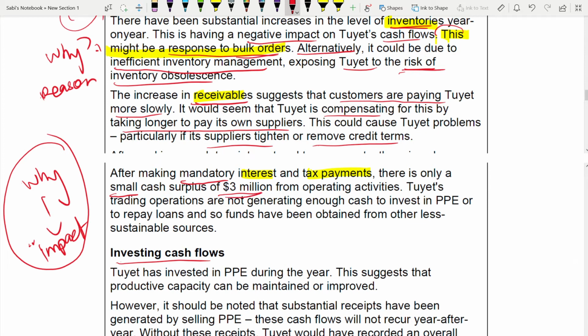If you're using adjectives, you don't have to explain so much. Using one adjective is enough. Saying that it's small is enough. You don't have to repeat this again. From operating activities. Okay.